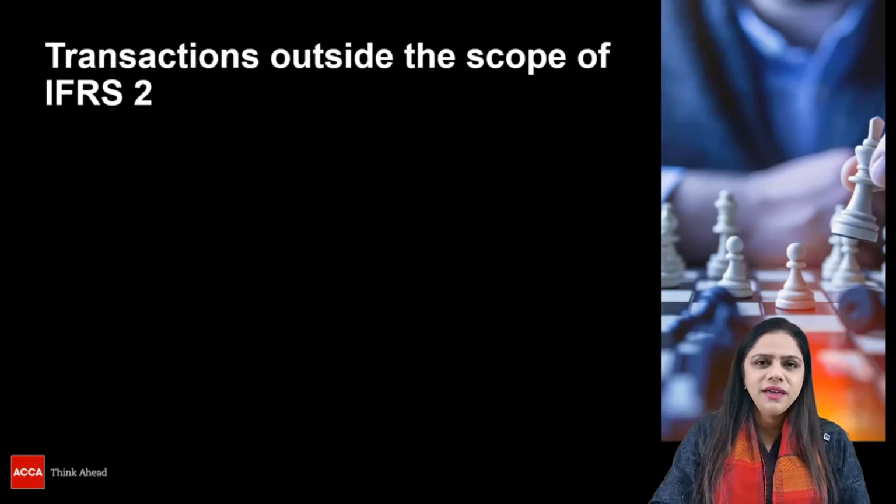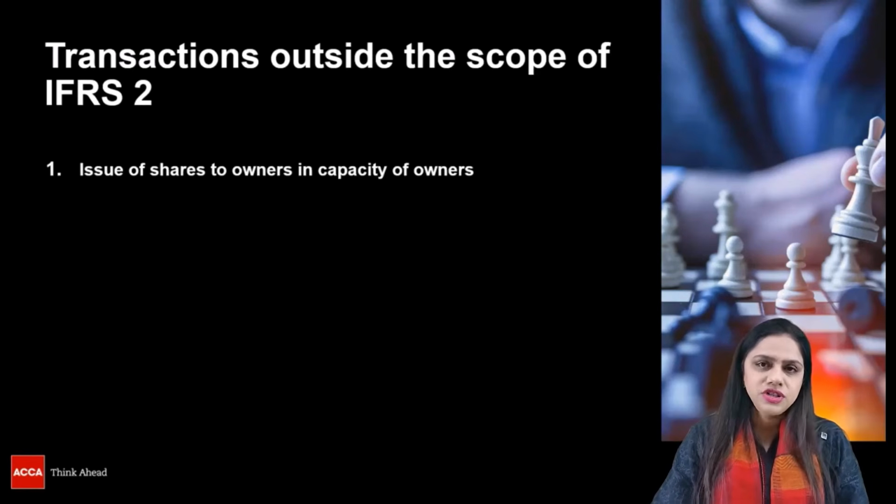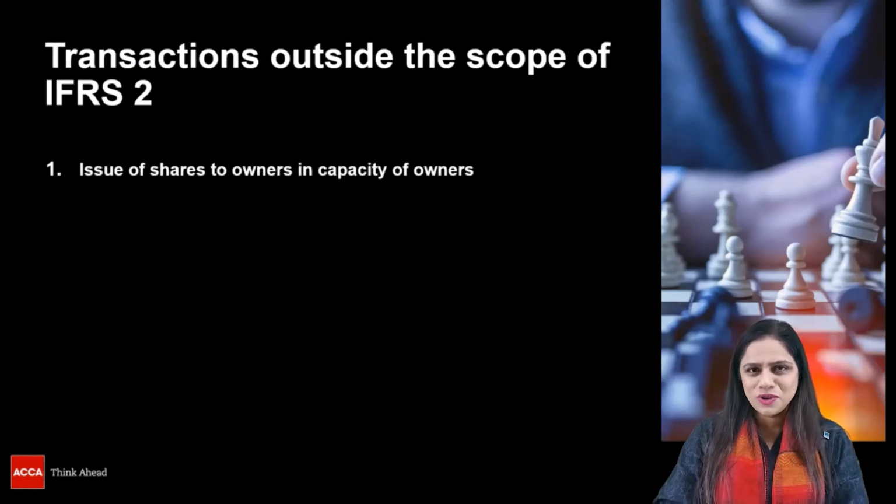So over here, number one type of transactions which are outside the scope of IFRS 2 are issue of shares to owners in their capacity as owners. So they are not supplying a good or any services. Rather, we are issuing shares, maybe a rights issue or a bonus issue, to the shareholders of the company. Now quickly think, which standard is going to be applicable if IFRS 2 is not going to be applied?